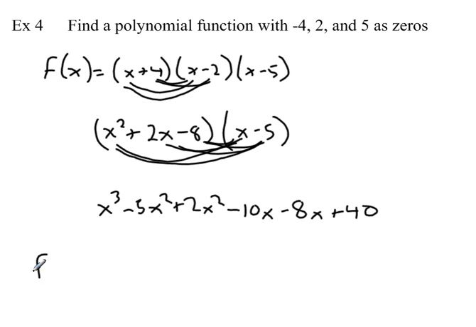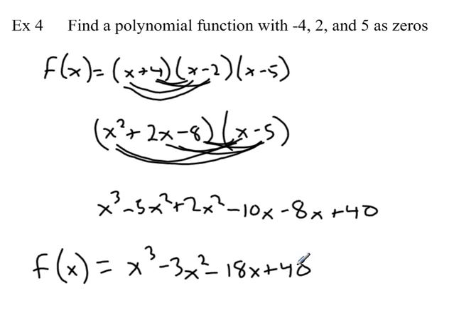So let me combine some like terms, clean this up, write this as a function. So my function is f of x equals x cubed minus 3x squared minus 18x plus 40. And we really should have f of x or y equals at the start of this, just so that it is a function.